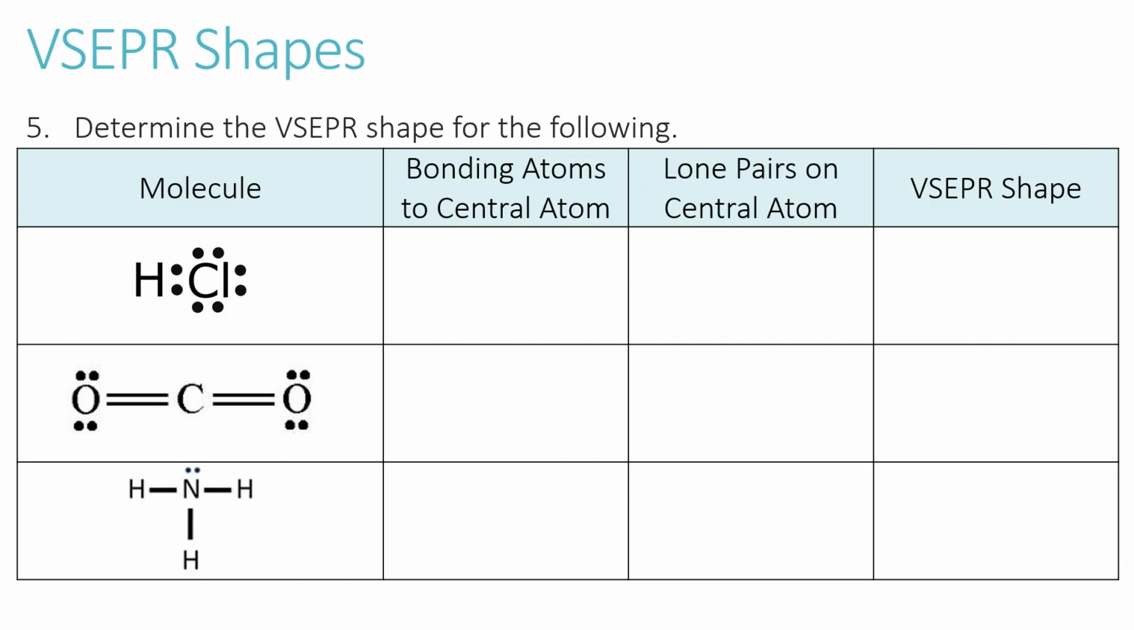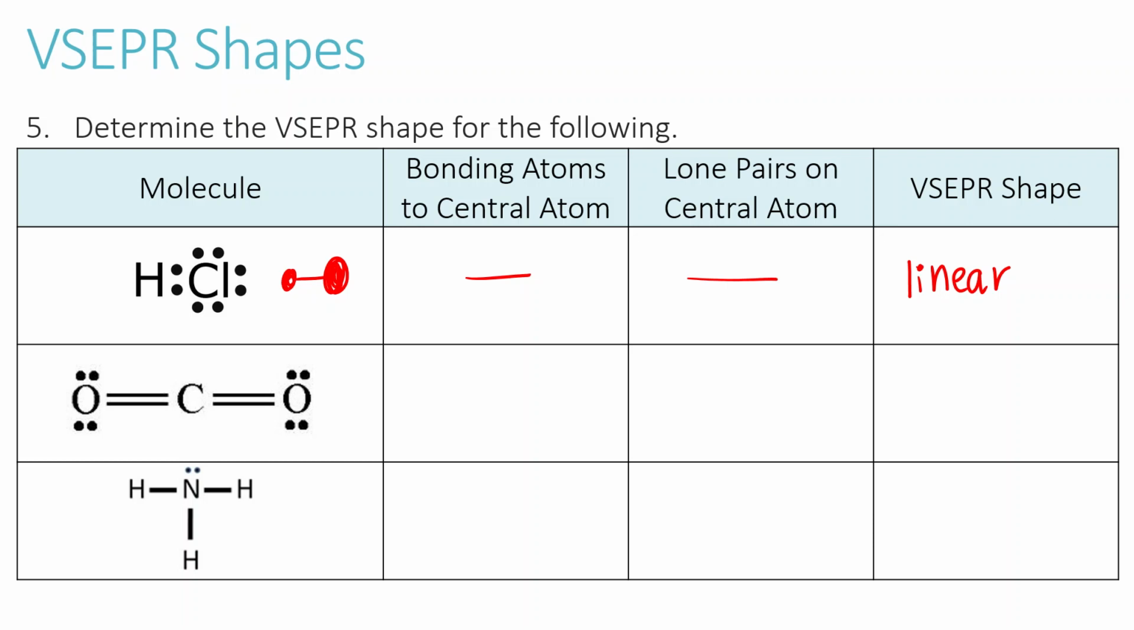So in number 5, we have some more VSEPR shapes to determine here. So let's start by looking at HCl here. So HCl is just 2 atoms sharing a single covalent bond. So we don't really have a central atom. So I can't really tell you the bonding or lone pairs on a central atom. As far as the shape here, this is really easy because it's just 2 atoms. The only way to connect 2 points is with a line. So this one's going to be linear.